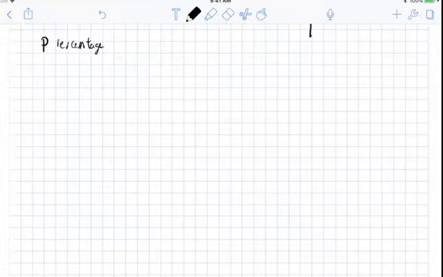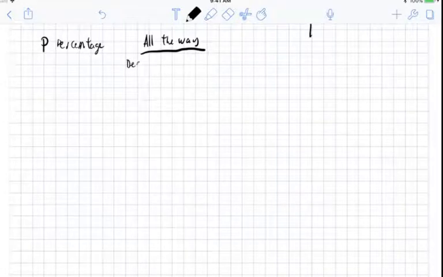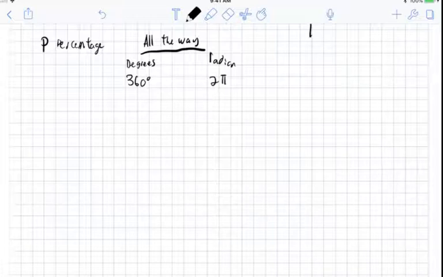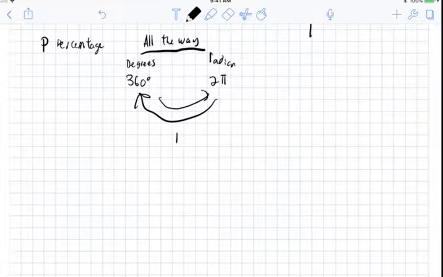What percentage of the circle have I gone around? All the way around the circle. In degrees, it's 360 degrees. In radians, it's 2 pi. Okay? So one easy way to convert back and forth between degrees and radians is to figure out an intermediary.